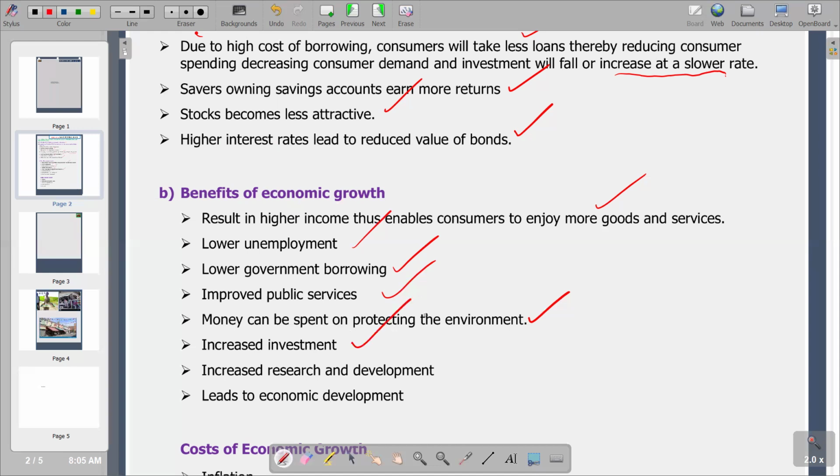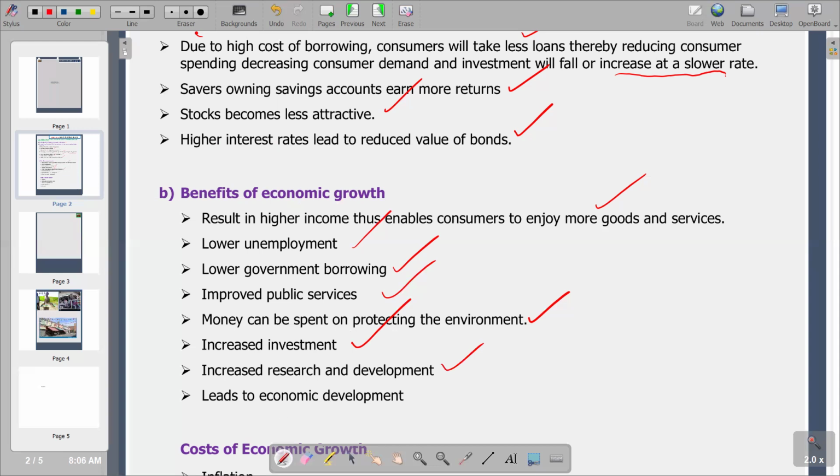So we go to the next point, which is increased research and development. This is from the point of view of the businesses that are operating in that economy. When they earn more money, they can reinvest the profits that they are earning in research and development, which is obviously going to be a positive in the operations of those businesses. So basically, that's what we have in terms of research and development.